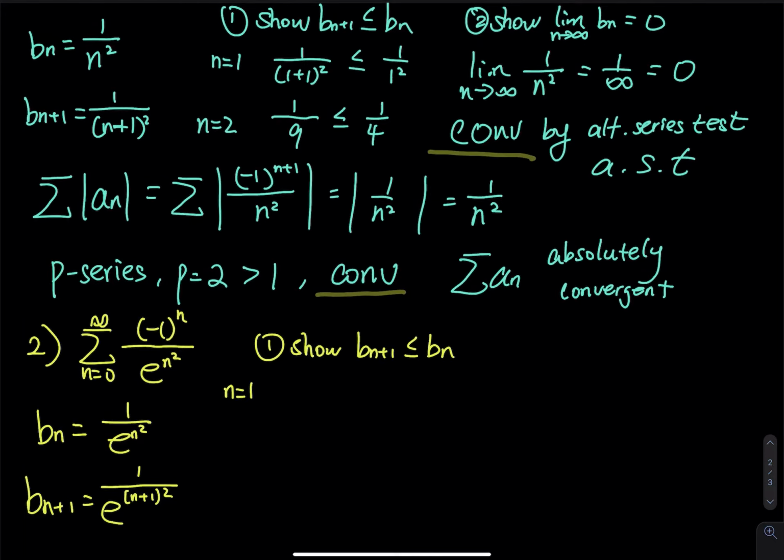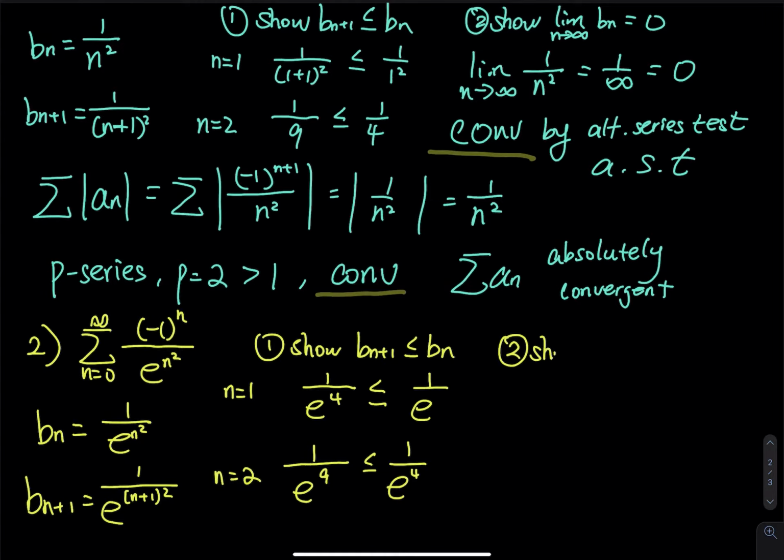When n is equal to 1, what do we have? We have 1 divided by e to the 2 squared, right? 2 squared is equal to 4. And then this is 1 squared, which is still 1. So the bigger denominator is always smaller. And then you can test one more, but you don't need to. When n is equal to 2, 3 squared is 9. And then this is 2 squared is 4. All right, so number one is true.